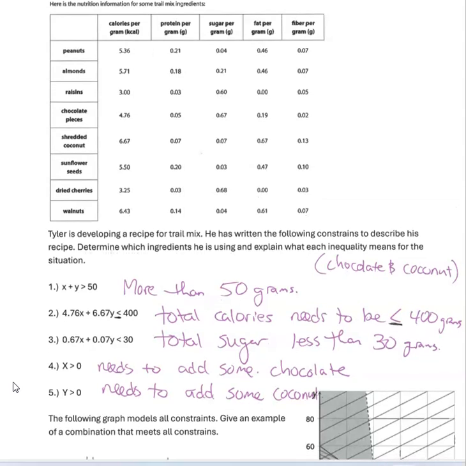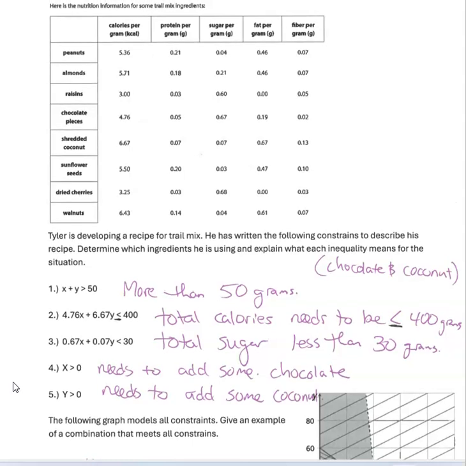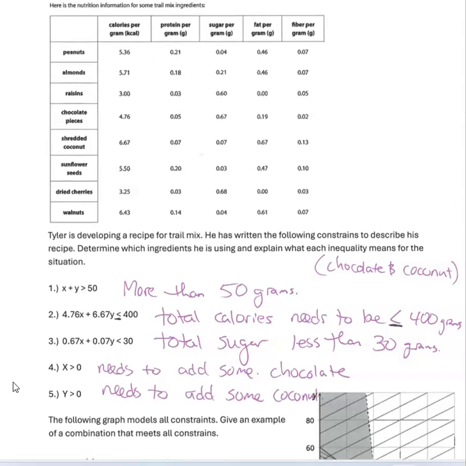Okay. The next one is 4.76. Let's see what 4.76 is talking about. It's talking about calories. So in this one, it is saying that the calories needs to be no more than 400, and it says 400 grams. That's not correct. That's supposed to say 400 calories. Total needs to be less than or equal to 400 calories. This one is talking about calories. I accidentally wrote grams down there.